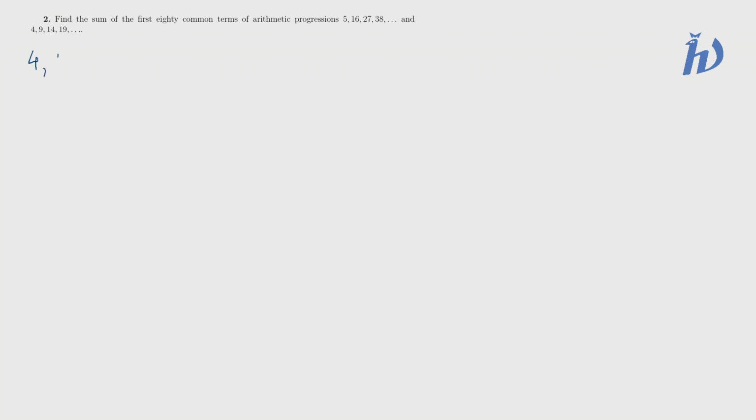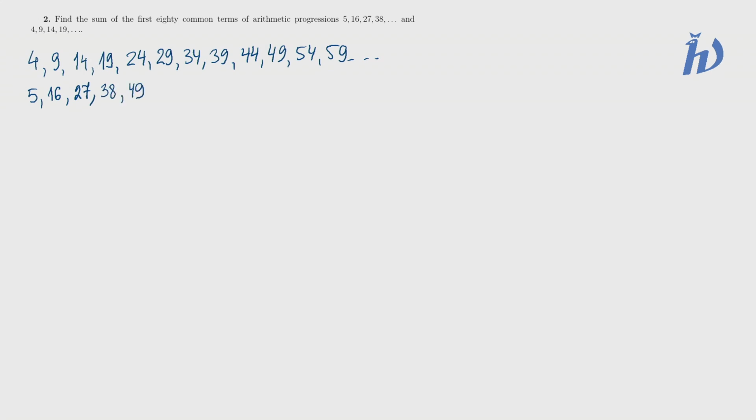So maybe we start with this one: 4, 9, 14, 19, 24, 29, 34, 39, 44, 49, 54, 59, and so on. As for the second one, these terms increase faster. And I can see that 49 is the first common term in these two progressions. So that's it. If we call our progression a_k, then a_1 is 49, and the common difference d is 55.